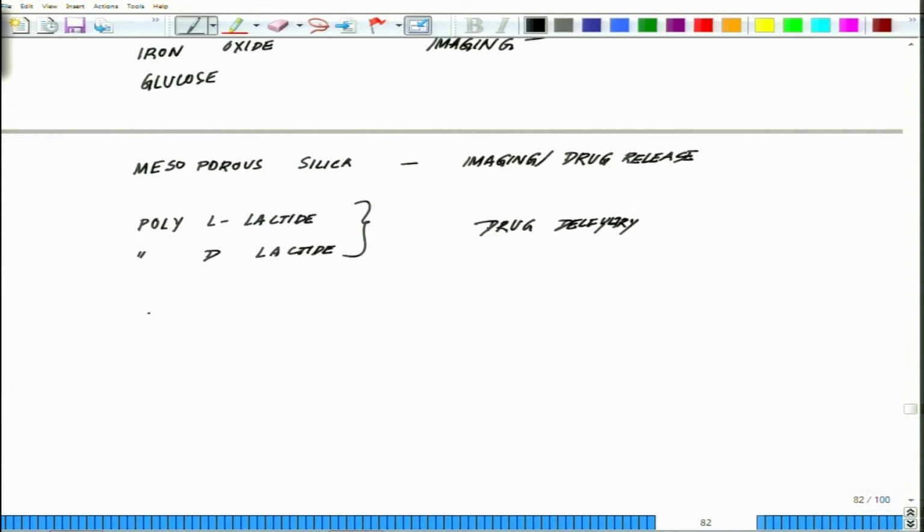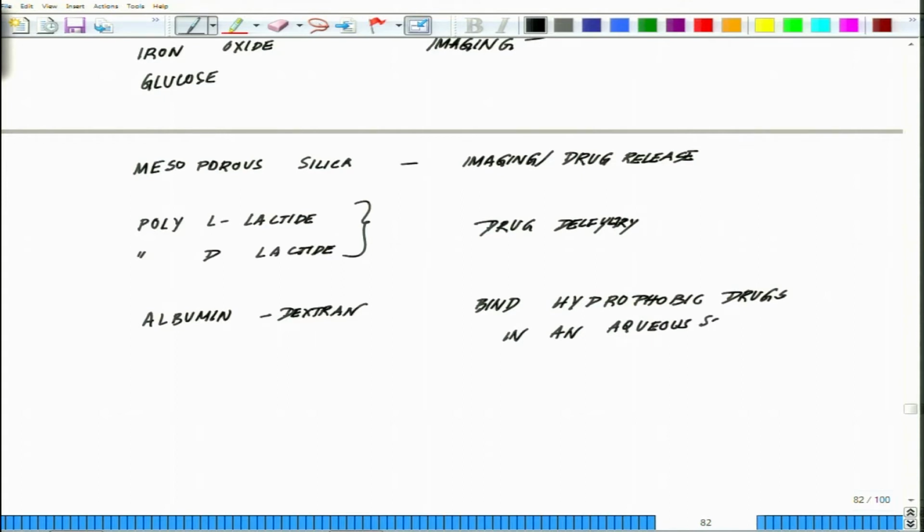You have albumin dextran. Albumin dextran is used to bind hydrophobic, or water-hating, drugs in an aqueous solution. In other words, they are increasing the solubility of these kinds of materials.